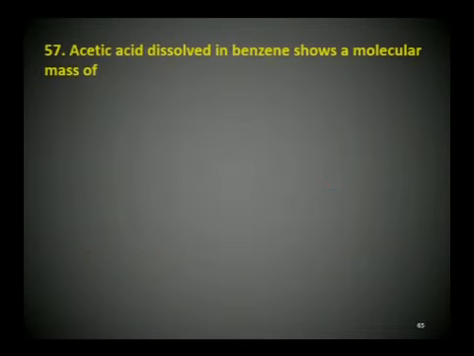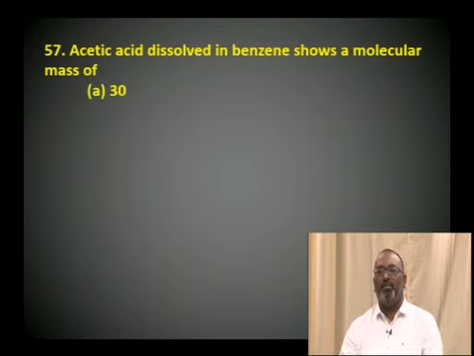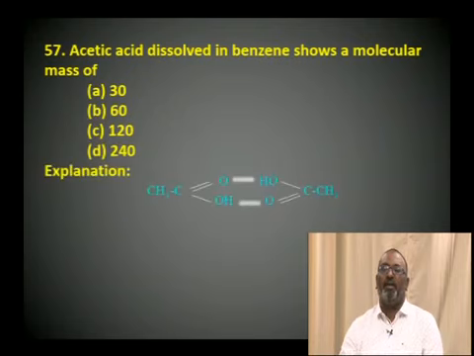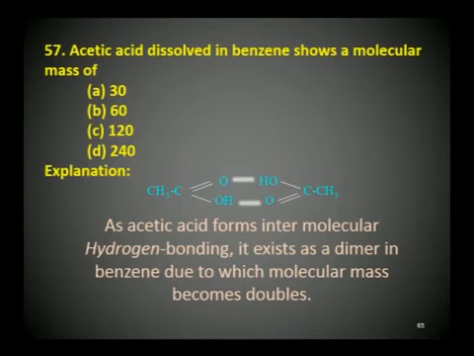Question number 57. Acetic acid dissolved in benzene shows a molecular mass of. You know that acetic acid has the molecular formula CH3COOH, whose molecular mass is 60 actually. But when it is dissolved in benzene, you can see that it forms a dimer. That means two molecules together, due to which its molecular mass will be doubled. That is, the answer is C, 120.